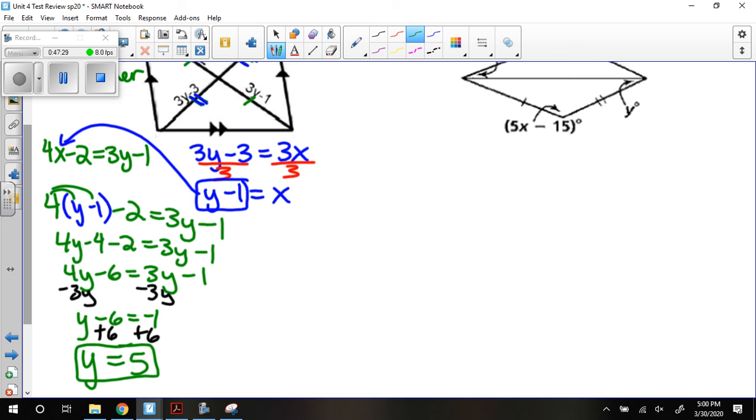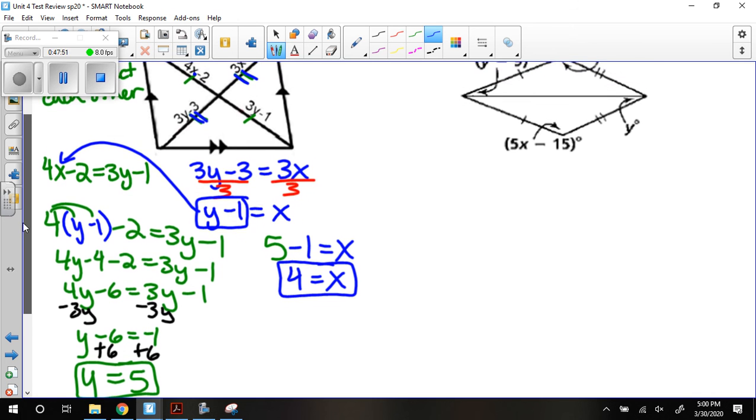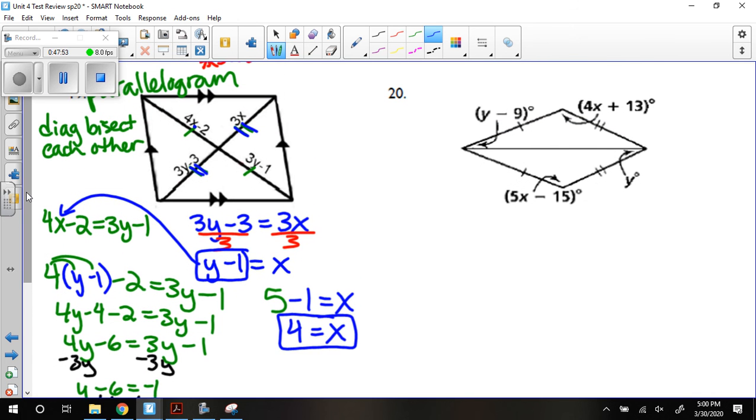Now I can take what y equals and plug it into my equation for x. If I use this blue equation here and I plug in my 5, it will say minus 1 equals x, so 4 is what x is. We have the value of both variables. Now we just need to plug in and get our segment lengths.